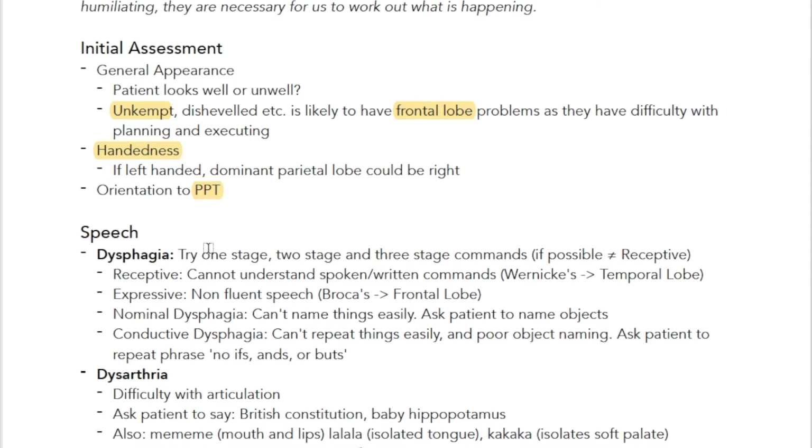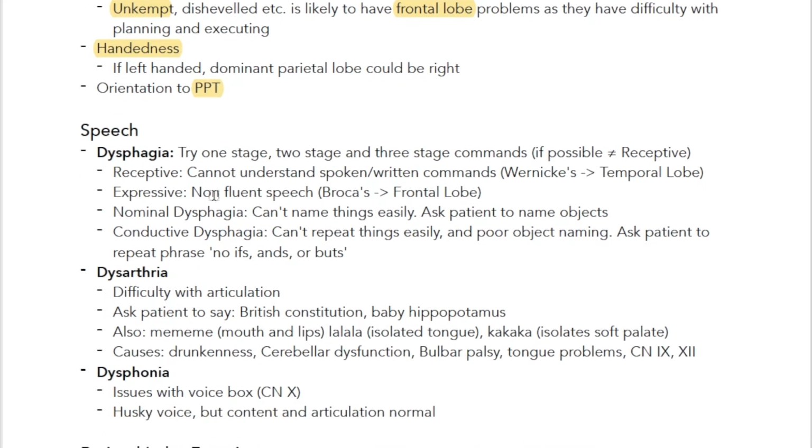And finally, is the patient awake, alert? Is he communicating? Is he oriented to person, place, and time? So that's very useful to know.